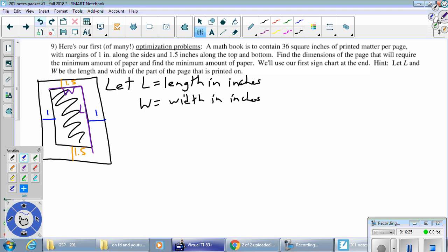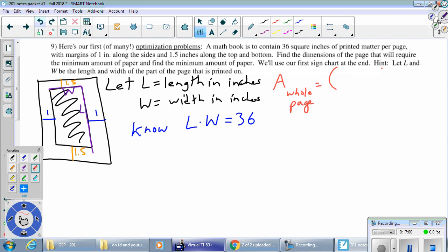Okay, so here's a fact. We know that the printed matter is supposed to be 36 square inches. So we know that L times W, because that's the area of the inner rectangle, has to be 36, right? I don't know what I'm going to do with that, nothing at the moment, but it is a fact that is going to help us down the road. So then it says find the dimensions of the page that will give the minimum amount of paper. So apparently we need an expression for the amount of paper, not just the printed part, but the entire thing, the area of the whole page.